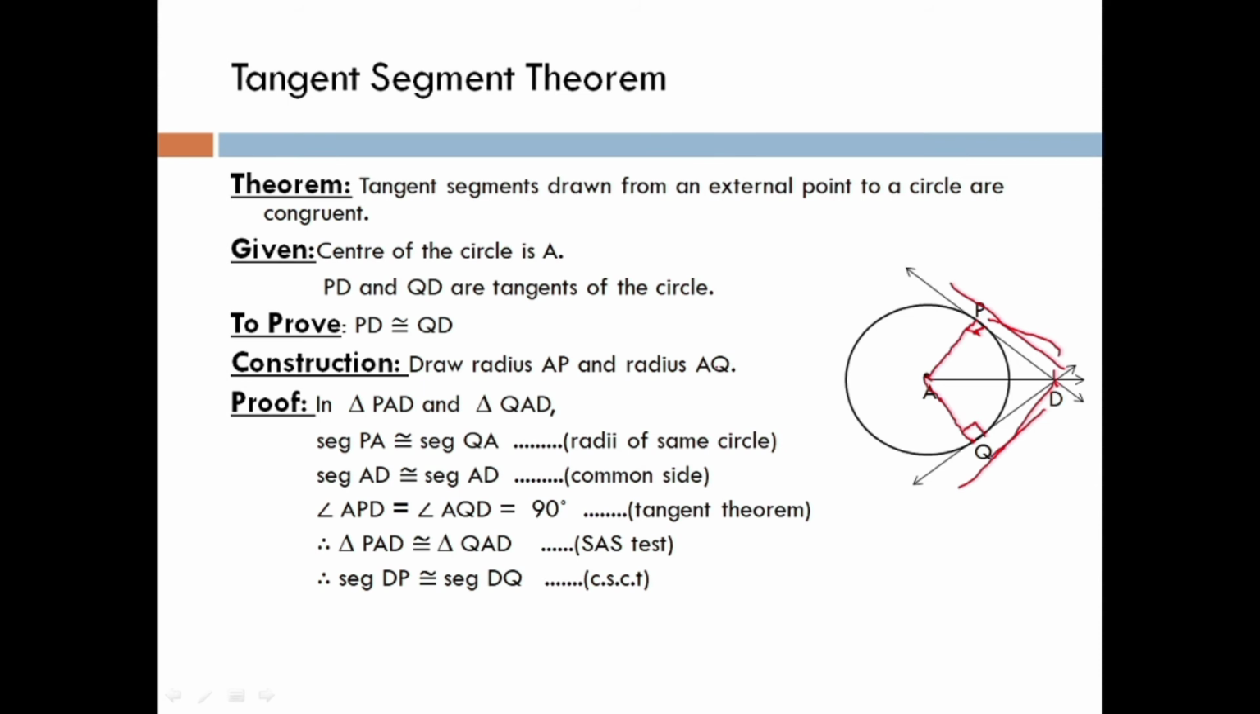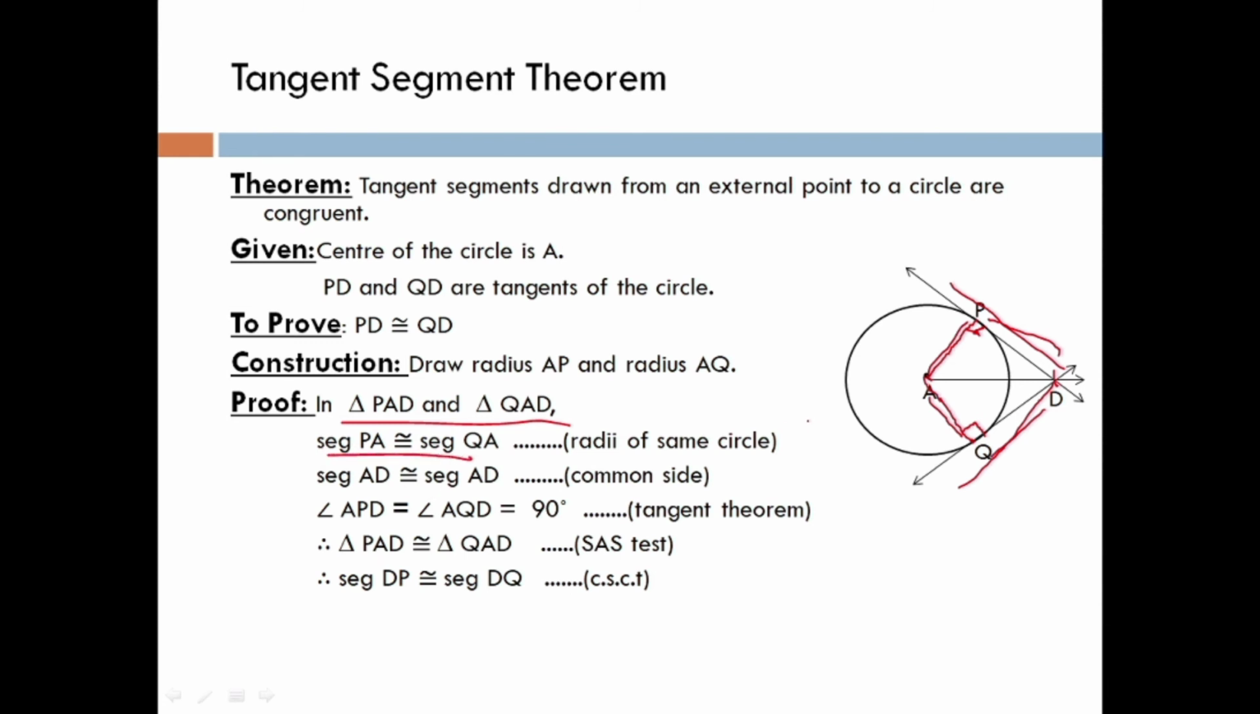Now moving ahead to the proof. Since we have connected these two points, that is AP and AQ, and drawn the radii, we get two right angle triangles, which are DQA and DPA. So these are the two triangles which we get. I will just mark here, that is PAD and QAD. Now in this, segment PA is congruent to segment QA. Now why is PA congruent to segment QA? Because this segment and this segment are the radii of the same circle. Hence they are congruent to each other, right?